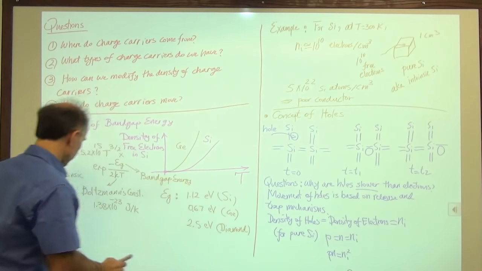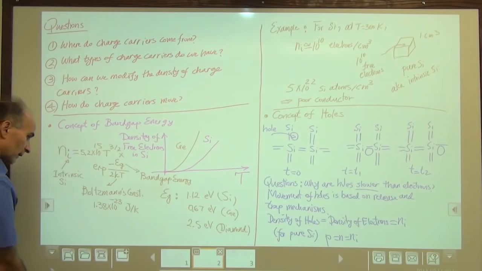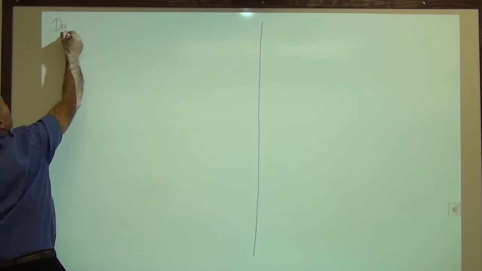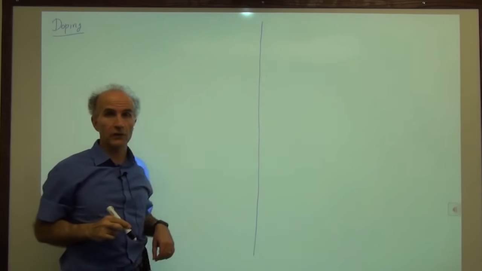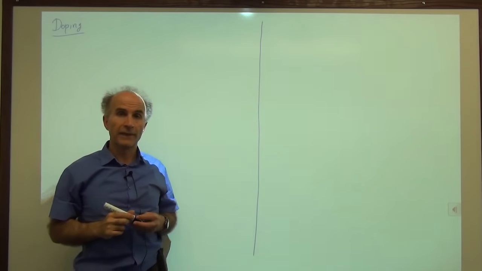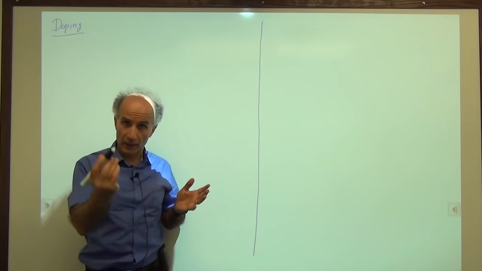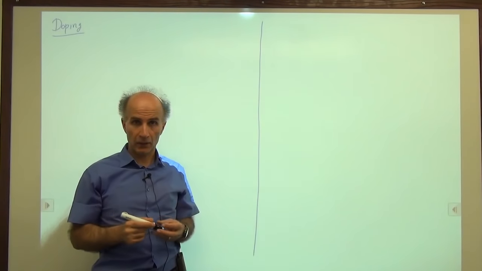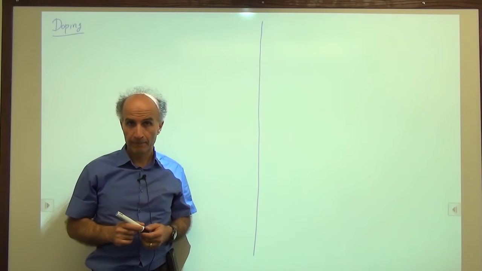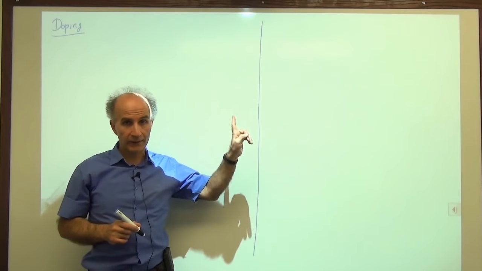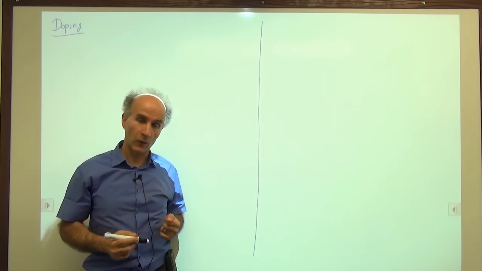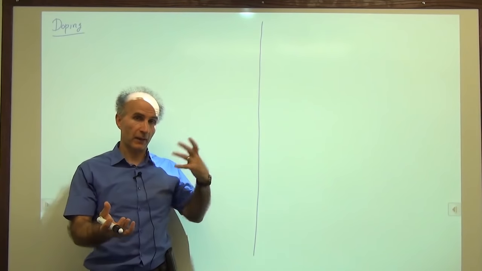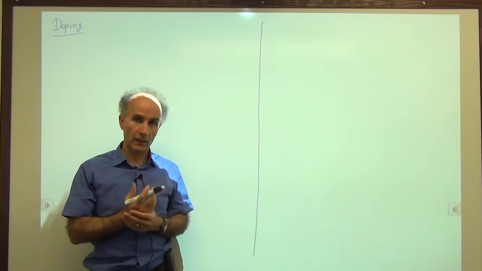All right, so that brings us to what we call doping. So let's go and add a page. So we need to answer the following question. How do we modify the density of charge carriers, meaning electrons and holes, in semiconductors, for example, in silicon? Well, right now we're stuck with that 10 to the 10 number because that's what the equation tells us.